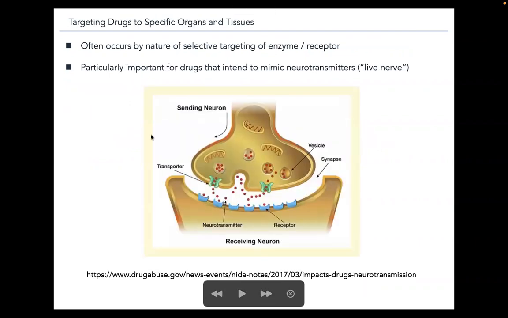So yeah, this often occurs by nature of selective targeting in the enzyme or receptor. A really good example is the liver nerve. You want to be able to design, let's say, chemical messengers that are going to selectively bind to the receptors that you're targeting. So this is a really good example where this definitely comes into play.